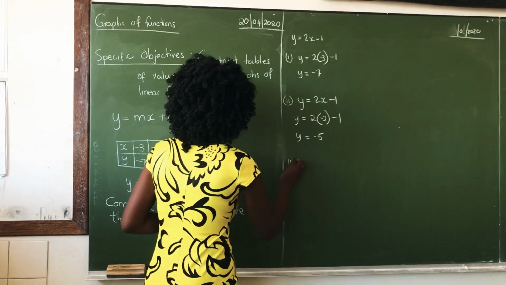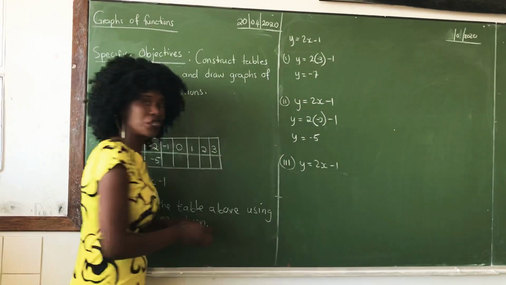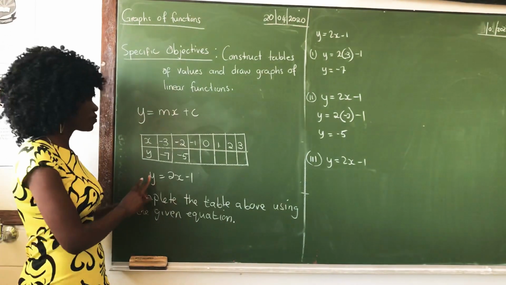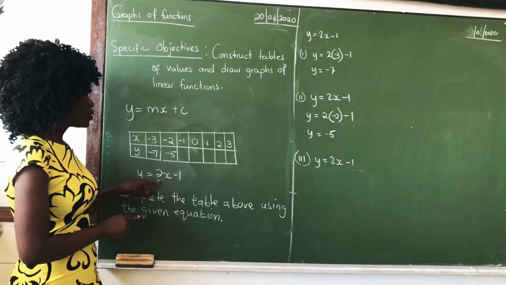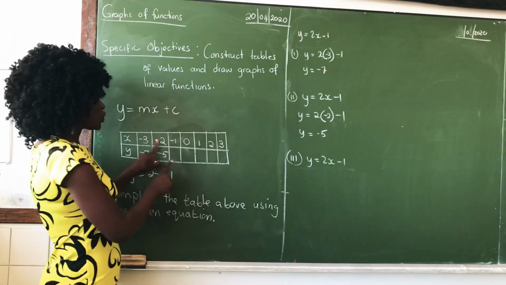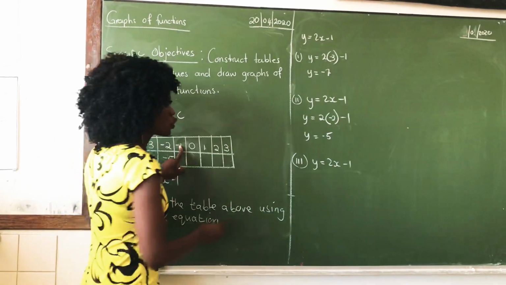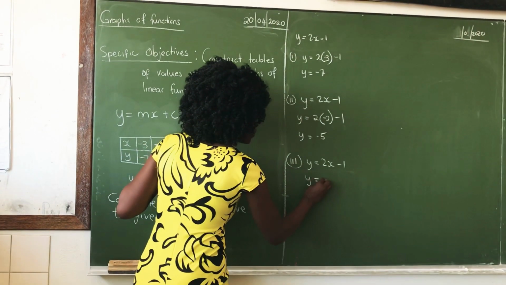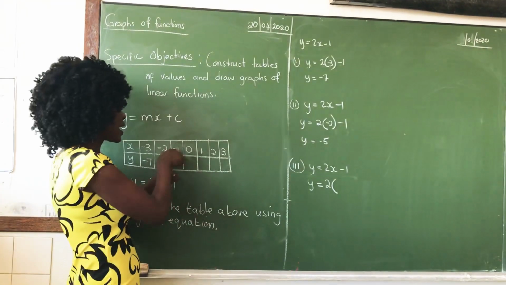Next one, the third column, the value of x, still in the same equation. We do not change the equation. The equation remains 2x minus 1. So we need to complete this table using that equation. So the value of x is no more -2 now, but the value of x is now -1. So what happens is we rewrite the equation, but now we are going to substitute the value of x by -1.